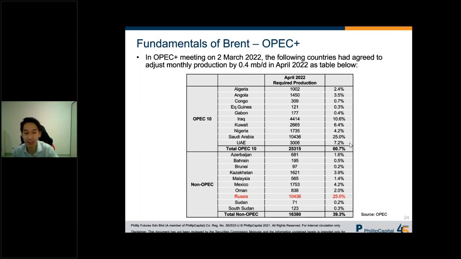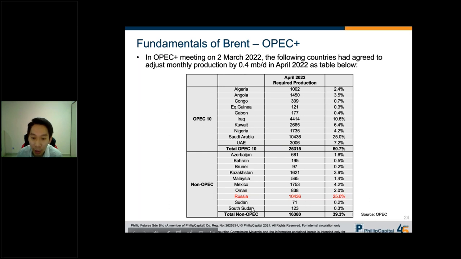Now we're going to discuss the effect of the Ukraine-Russia war on OPEC's production. As you can see on the screen, OPEC Plus consists of 10 OPEC countries and a few of the largest oil producing countries that are non-OPEC, on the bottom part. On the right side is the percentage weightage of each country's production out of the total production of OPEC Plus.